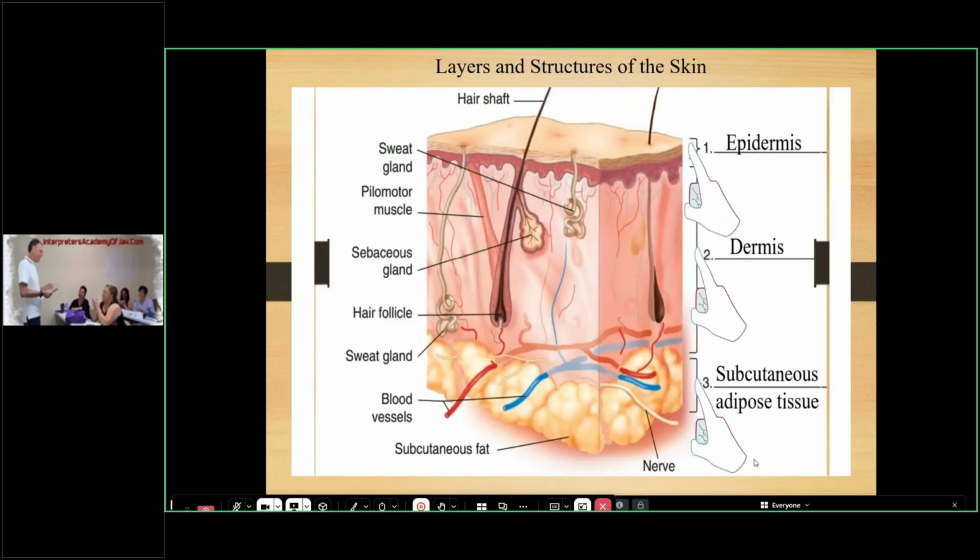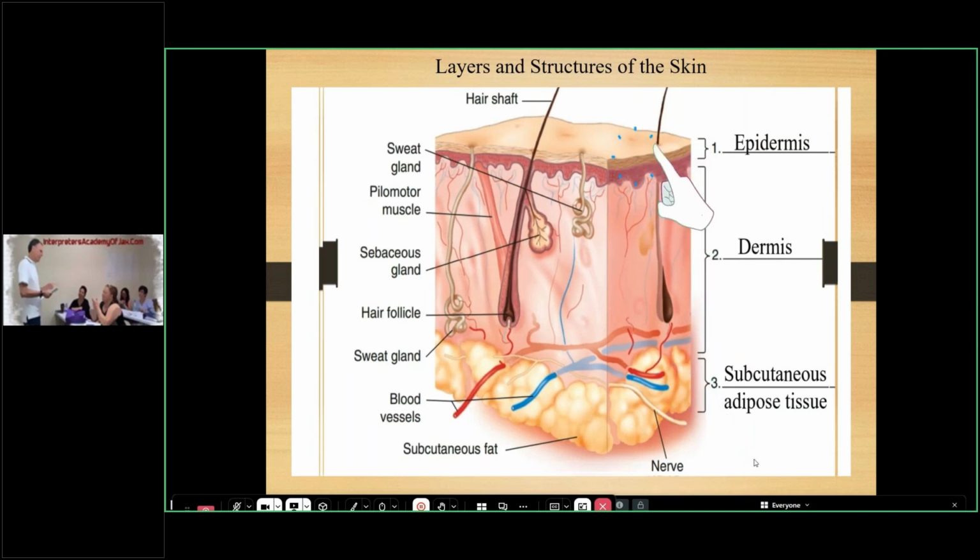Let's review the layers and structures of the skin from this picture. On the left side column, you can see the 3 layers of the skin. The first one is the epidermis. This thin outer layer is composed of 4 to 5 layers. Second, underneath the epidermis is the thicker dermis, which is composed of connective tissue containing lymphatics, nerves, blood vessels, hair follicles, sebaceous glands, and sweat glands. And the third one, beneath the dermis, is a layer of subcutaneous adipose tissue.